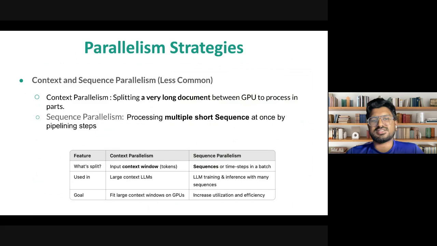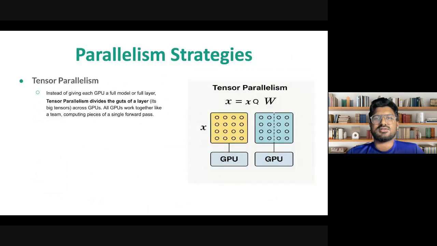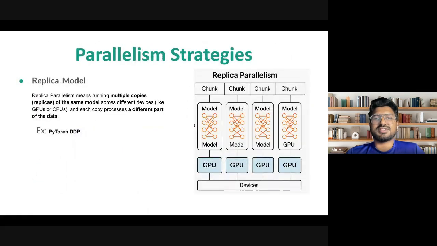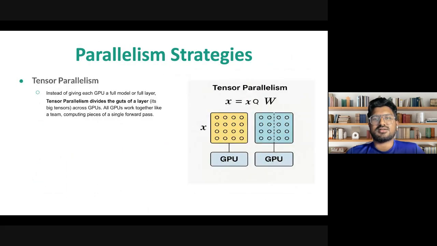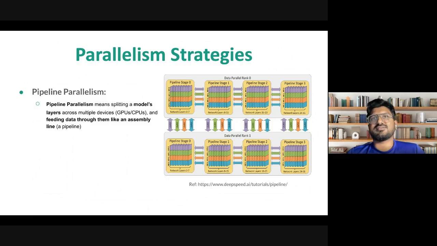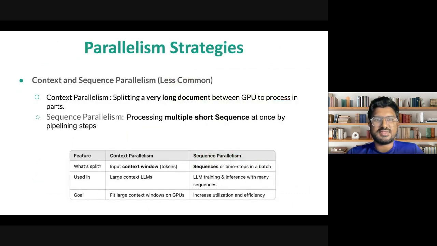And sequence parallelism is processing multiple short sequences at once by pipelining steps. One thing is that there have been many techniques where multiple parallelism strategies have been used while training the model. One example is in the Llama paper, where they explained that they used tensor, pipeline, and I think another parallelism according to their own setup, and they utilized it for training the model.